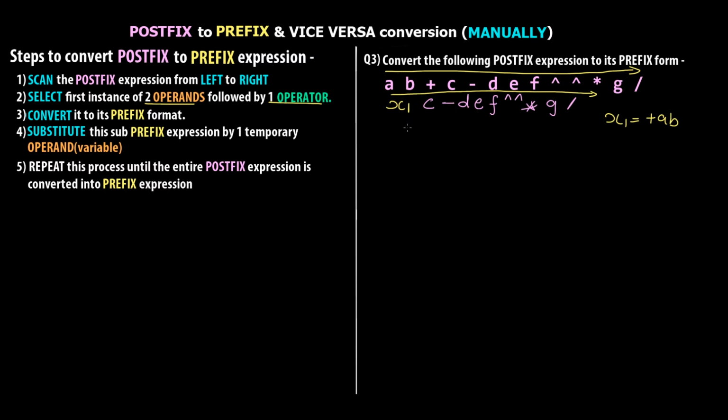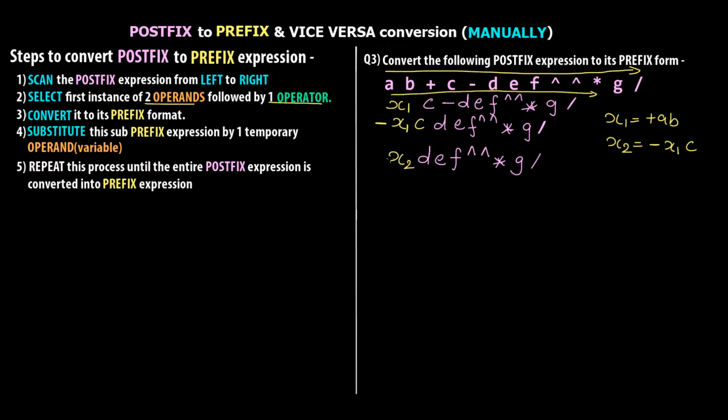So let's take minus over here. We will get minus x1 c, and then we have d e f raised to star g divided by. So let's say x2 equals minus x1 c. So this is converted to its prefix format, right? So after this we will get x2 d e f raised to star g divided by.